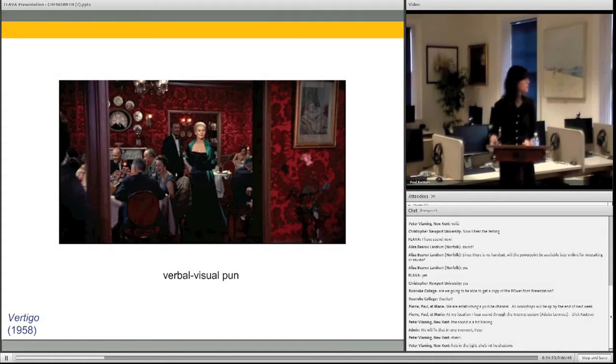We can also get a verbal visual pun. The image, I hope, is coming up clearly for you here. This is a still from Vertigo. She's inside the frame of a door here, and a frame, of course, draws our attention to her. But within the context of the story, we also come to realize that she's being framed.